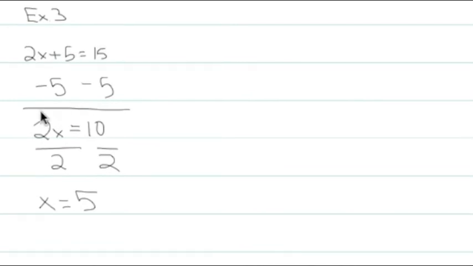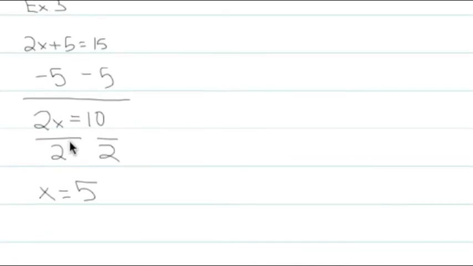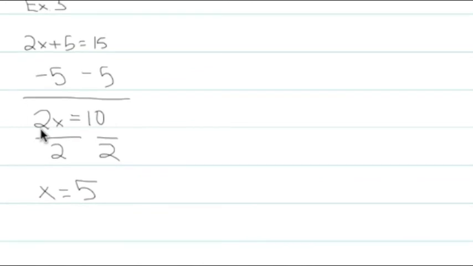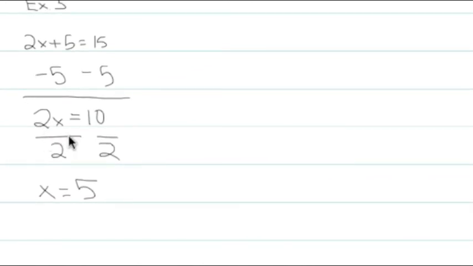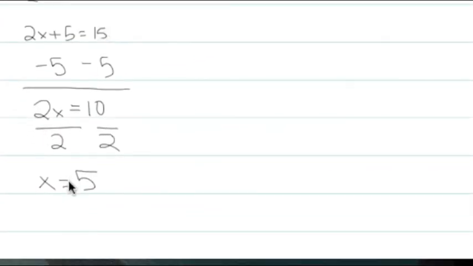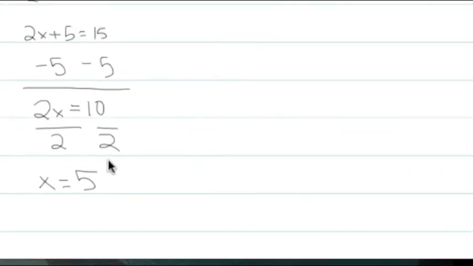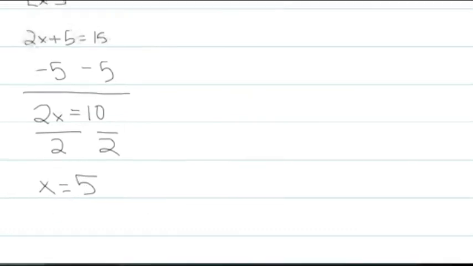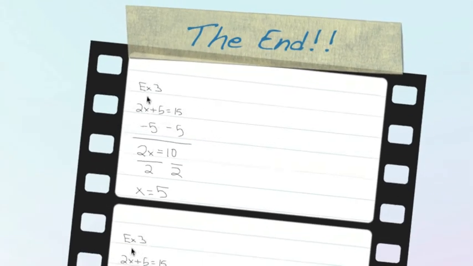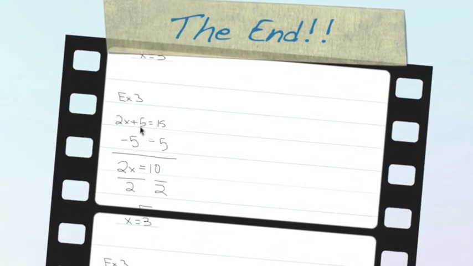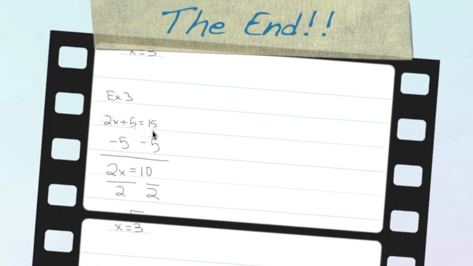Now what's going on here is just multiplication. The opposite would be division. So 2x divided by 2, because it's multiplication, so you divide, they cancel. On this side, 10 divided by 2 is 5. And you're left with x is equal to 5. So if we were to check this, 2 times 5 is 10, plus 5 is 15, which we just proved.